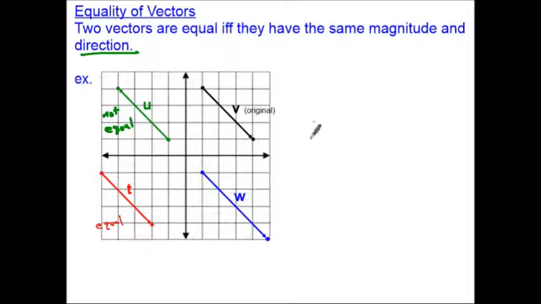Thirdly, we've got W. Again, I'm going down and to the right, looks pretty good, but since V goes down 3 and right 3, W, if we count carefully, goes down 4 and right 4, so this one also is not equal, and it fails on magnitude. A little picky point maybe, but there it is.